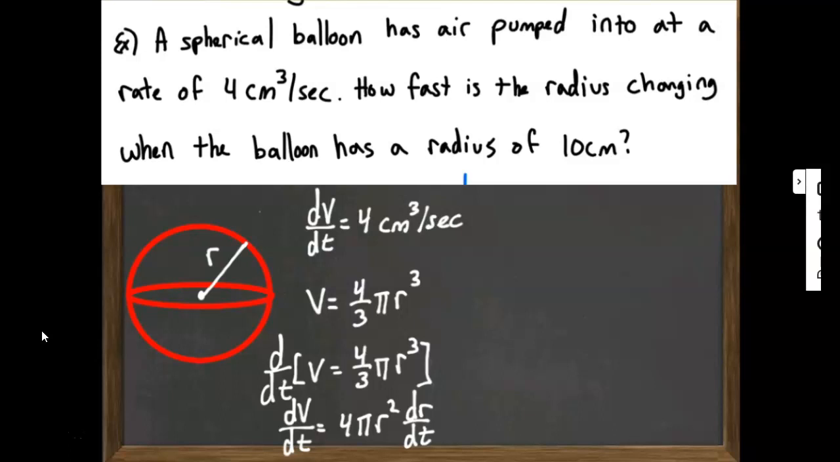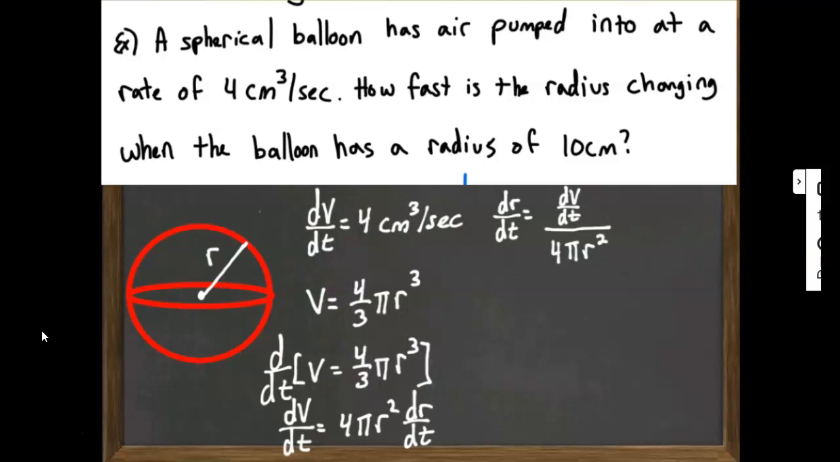How is the radius changing? What is dr/dt, in other words? So we can take that expression and solve for dr/dt. Get everything that's not dr/dt on the other side by dividing by it. So we get dV/dt over 4 pi r squared.